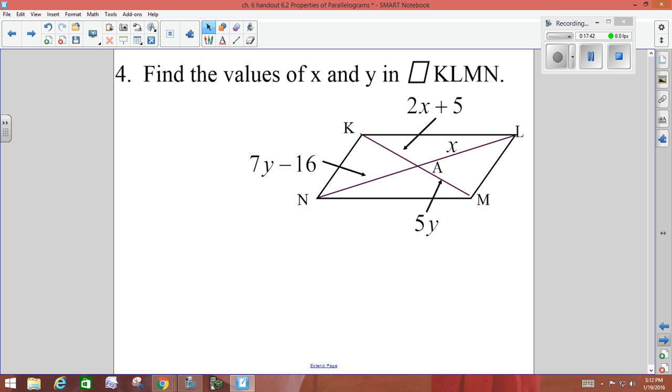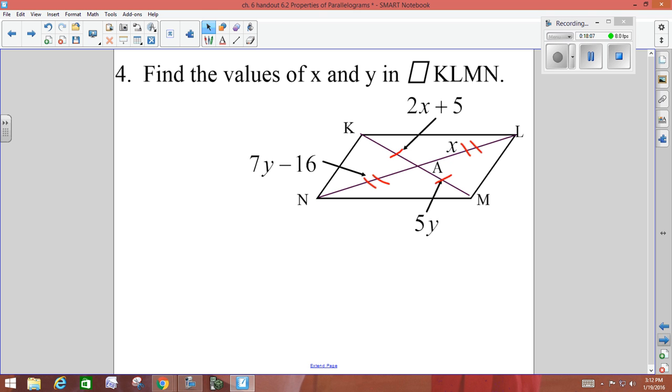I probably should have just said corner to corner. What do the diagonals do to each other? What's it mean to bisect? Okay, so KA then is going to be congruent to what? And NA is congruent to? Mark that congruent on your picture. Anytime you have diagonals on parallelograms, they're going to bisect each other.